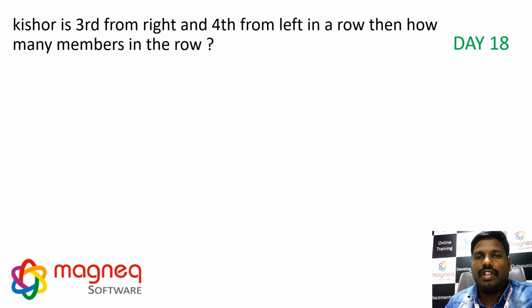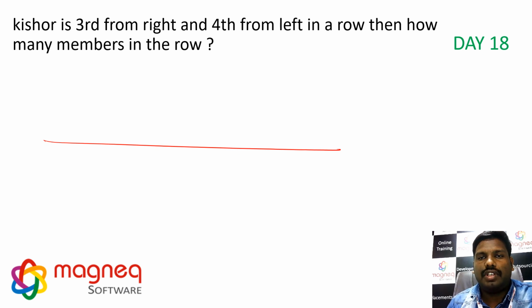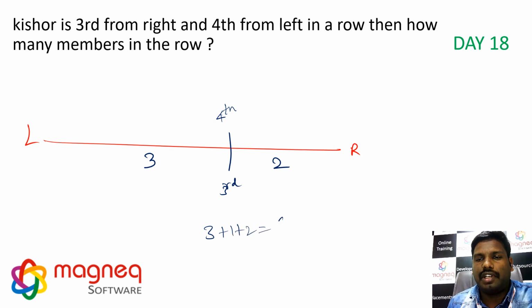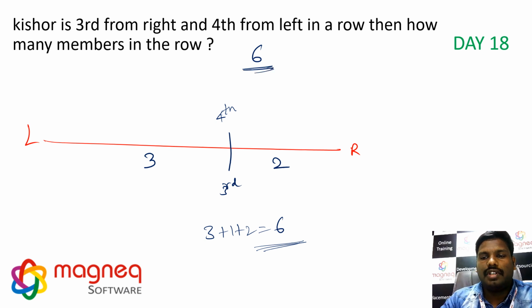Next one. Kishore is third from right and fourth from left in a row. Then how many members are in the row? Kishore is third from right, so there are remaining 2 persons, and fourth from left means 3 persons. How many members? 3 plus 1 plus 2, there are a total of 6 members. So answer 6.